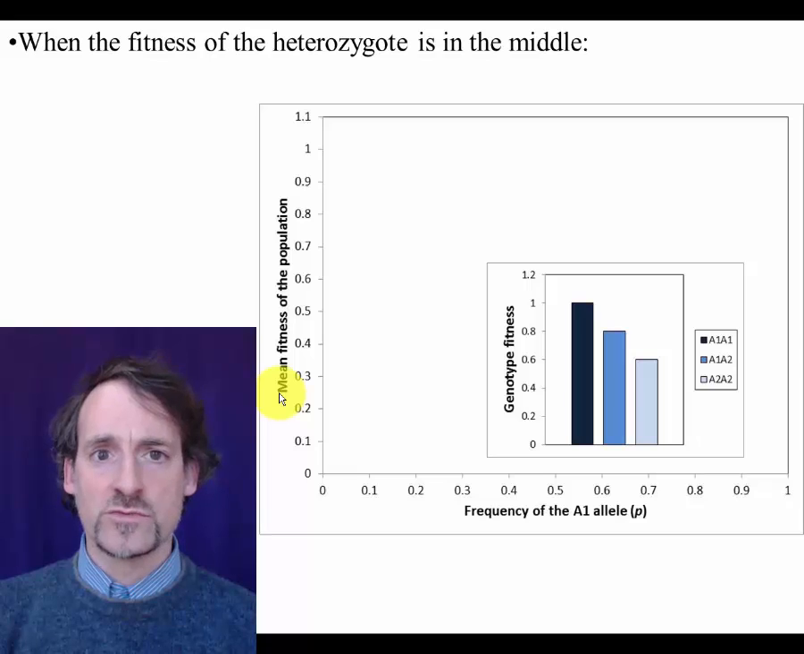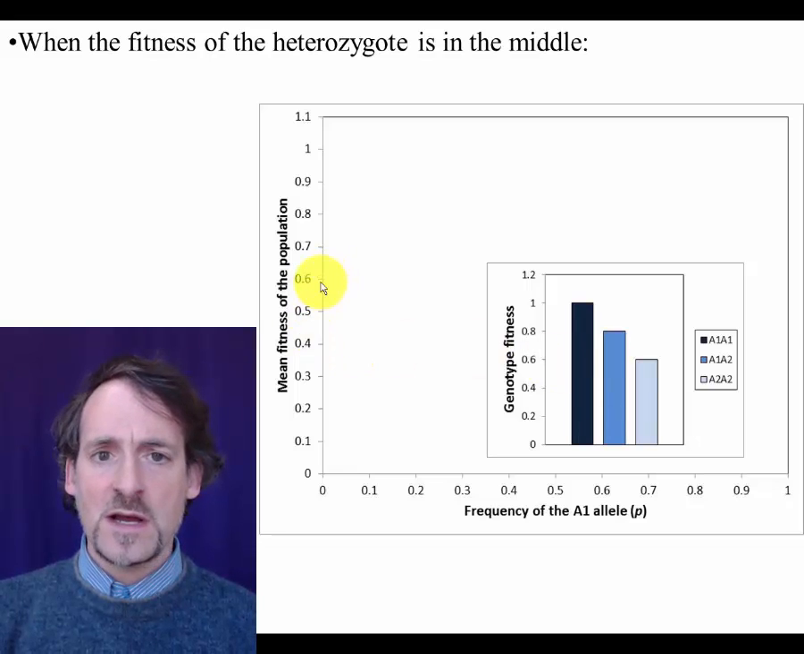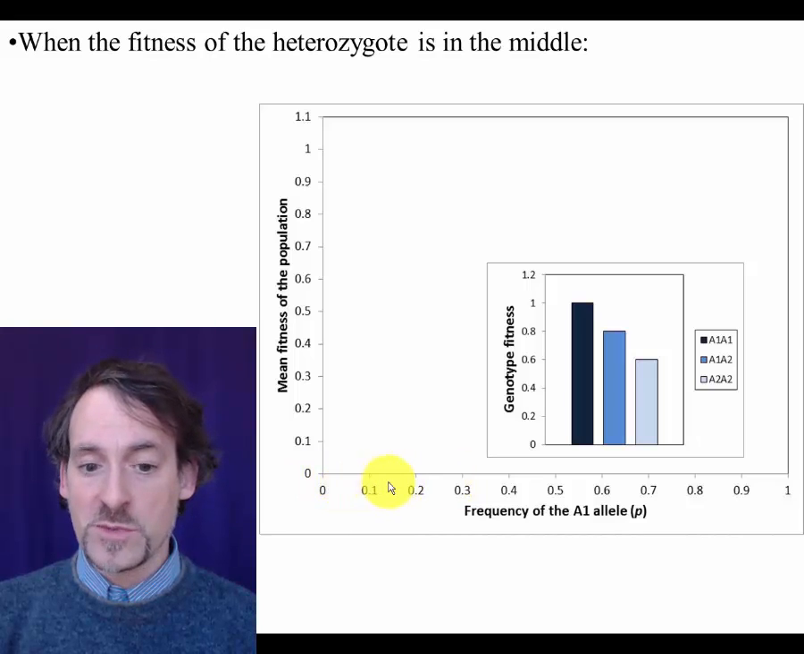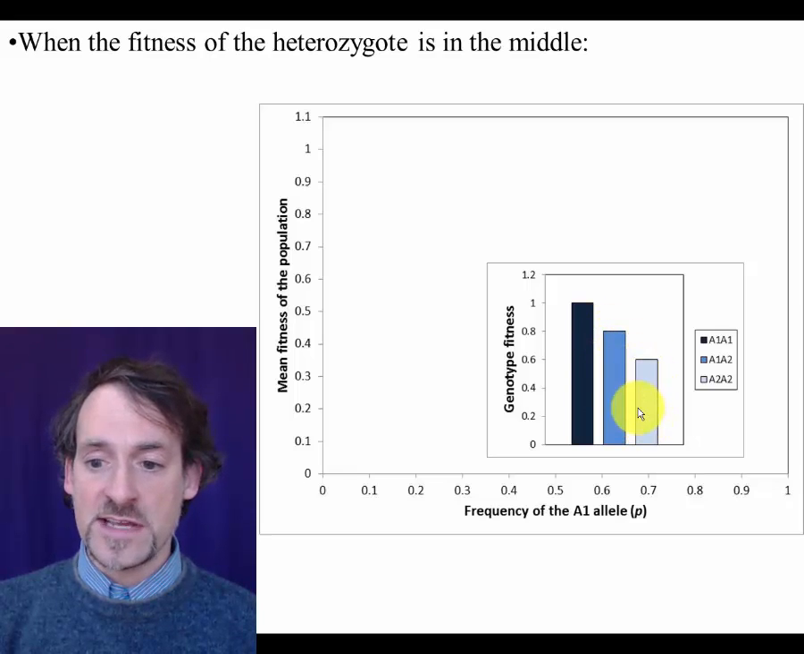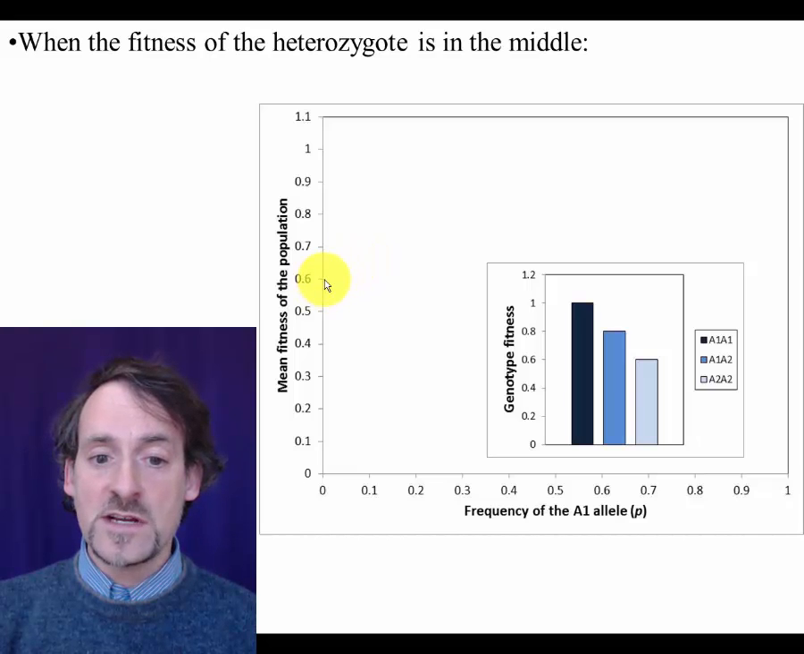when the A1 allele is near a frequency of 1. If the A1 allele is really rare, the mean fitness in the population is going to be right about here. It's going to be around about 0.6. What happens is you add A1 alleles as you kind of move out this way along this axis. Well, every heterozygote is more fit than each one of these A2 homozygotes. So as you add more and more A1 alleles into the population, you're going to get more of these heterozygotes, and the mean fitness of the population is going to go up. So we're going to see a line that starts here, and it's going to go up.